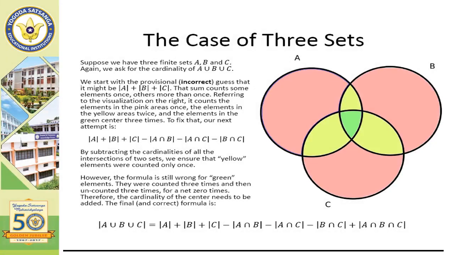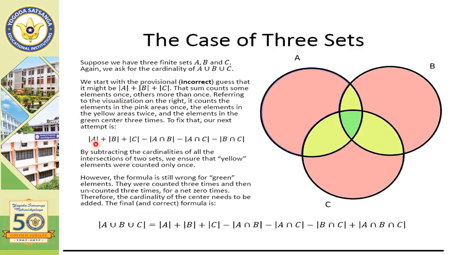Let us take the example of 3 sets. We can use the previous formula, which is for 2 sets, and extend it for 3 sets. Here is a Venn diagram. This is A, this is B, and this is C. The yellow colored is the intersection of 2 sets, and the green color is the intersection of 3 sets. Now let us use the addition principle.